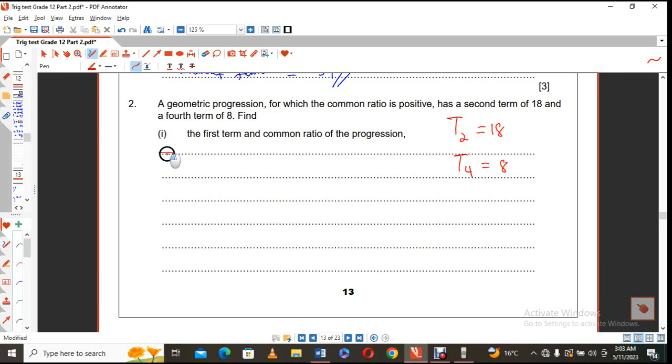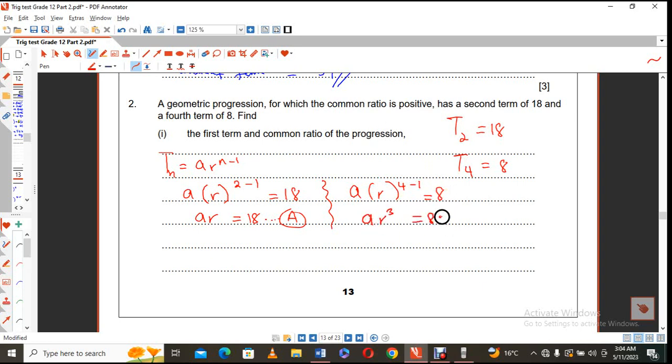Now, the formula for geometric progression is ar to the n minus 1. Okay, so we know we don't have the first term, we surely don't have the common ratio, but we know that the second term, n will be 2, is equal to 18. So that is ar equals 18. That could be my first equation. Something else, a, then we have r raised to the power of 4 minus 1. We know that's 8. So this is ar cubed is equal to 8. And this is my second equation.